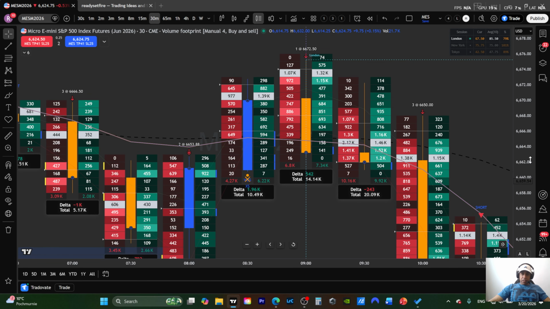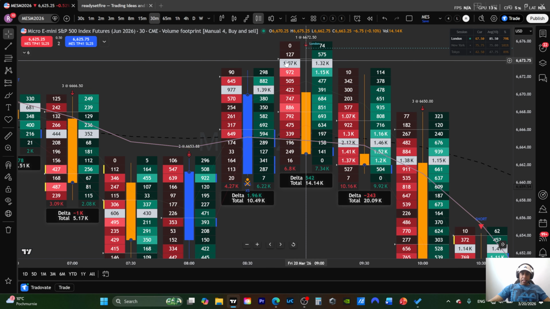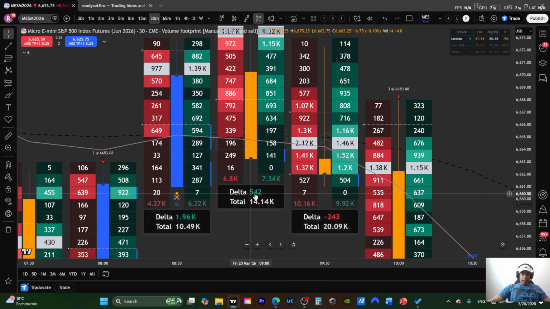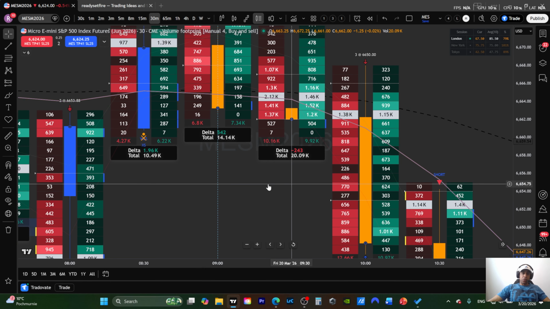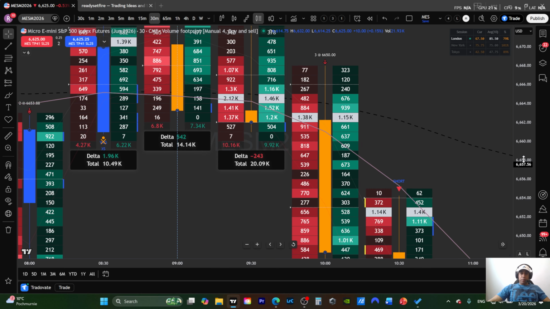As you can see here, the value area high of the candle is over here, and the value area low is over here, and the candle printed way below that. It closed below the 9 EMA. Delta was positive, but the candle closed red, which is a very strong bearish signal as well. So after that, I said, you know what, it's game over. This is going to go down.